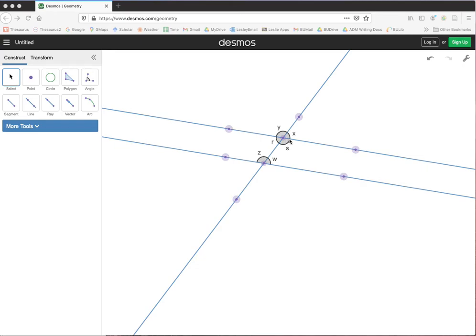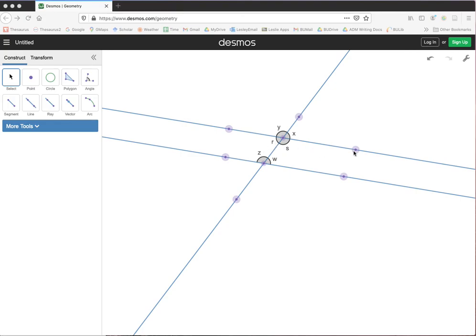And we're going to focus on pairs of these. The first pair we're going to look at is the alternate interior angles. So S and Z are on opposite sides of the transversal, but they're inside of the parallel lines, so we call them alternate interior angles. R and W are also called alternate interior angles. That's another pair. We can also look at same side interior angles. S and W are same side interior angles because they're on the interior, but they're on the same side of the transversal, and R and Z are same side interior angles.